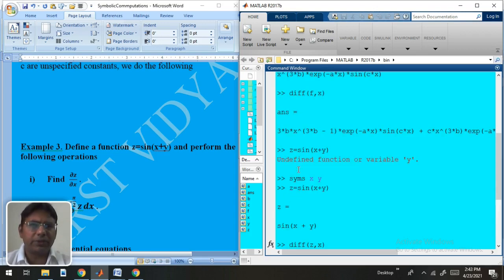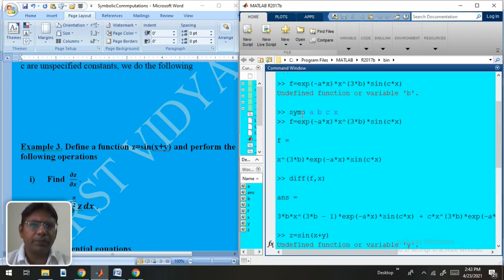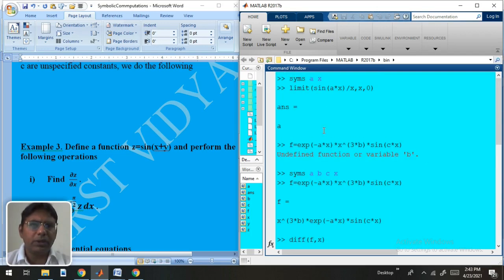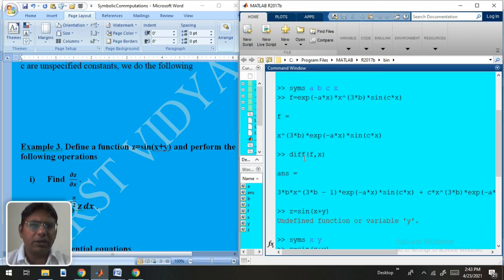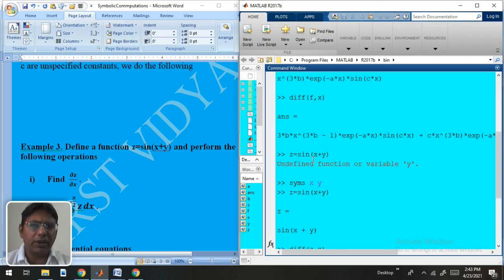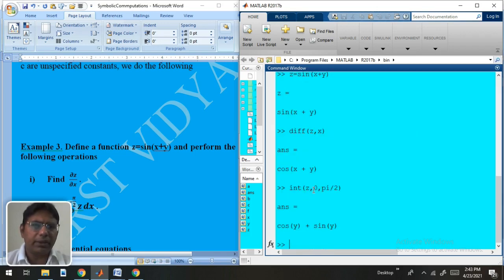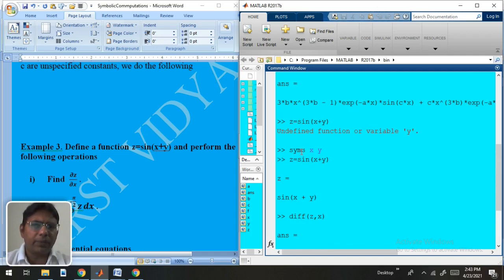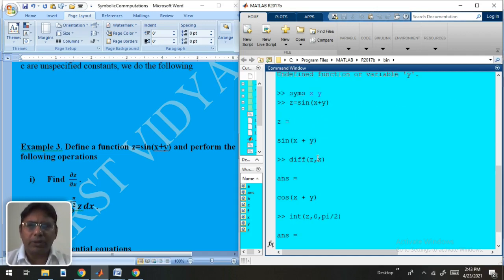So we have seen that in limit we have to write limit, then for differentiation diff, and then for integration we have to write int. And one more thing, we have to write syms for defining it as a symbolic parameter.